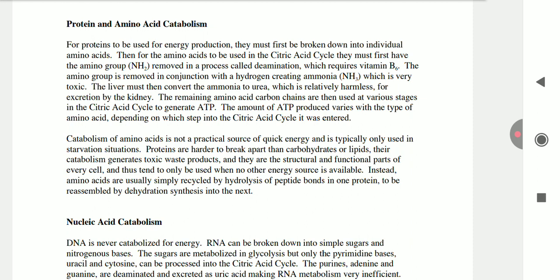Proteins are harder to break apart than carbohydrates or lipids. Their catabolism generates toxic waste products, and they are the structural and functional part of every cell, and thus tend to only be used when no other energy source is available. Instead, amino acids are usually simply recycled by hydrolysis of peptide bonds in one protein to be reassembled by dehydration synthesis into the next.